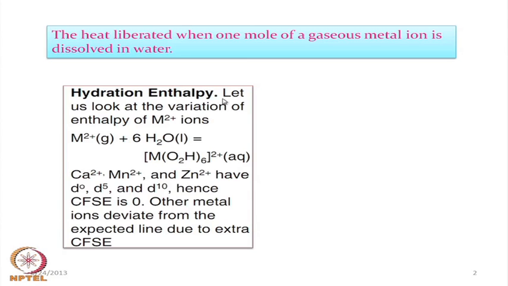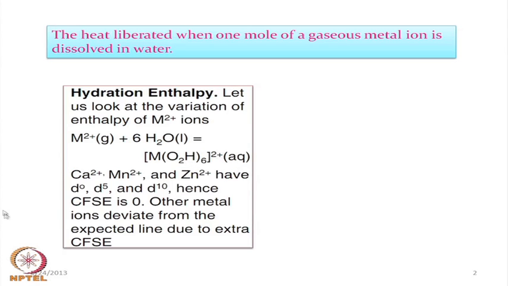in terms of the delta H value, the thermodynamic parameter, we call it the hydration enthalpy. So, if we look at the change in the hydration enthalpy values for the different dipositive metal ions in, say, the first transition series elements, where gaseous M2 plus reacts with 6 water molecules in the liquid state, giving 6 water molecules connected to the M center, M(H2O)6 2 plus, which is in the aqueous state, that is, the aquated metal ion.